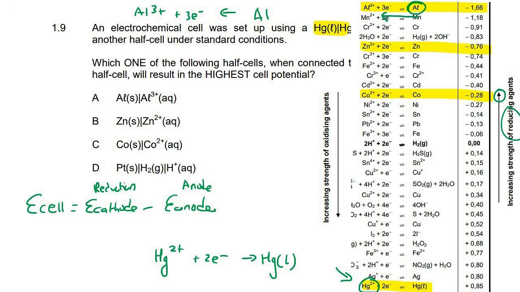Okay? So we're going to take the Hg value, which is 0.85, minus this one's value. Now look at this, guys. It's negative 1.66, so that's going to end up becoming a plus 1.66. If it was this one, it would only become a plus 0.76. If it was this one, it would only become plus 0.28. And so the highest voltage, or the highest cell potential, is going to be when you connect the Hg with the aluminium. So the answer is A.